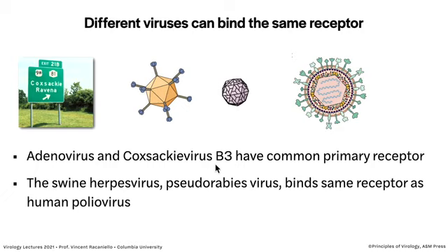So someone asked, is ACE2 what people actually mean by spike? No, ACE2 is the receptor. Spike is the viral part, and I'll show you pictures of that.